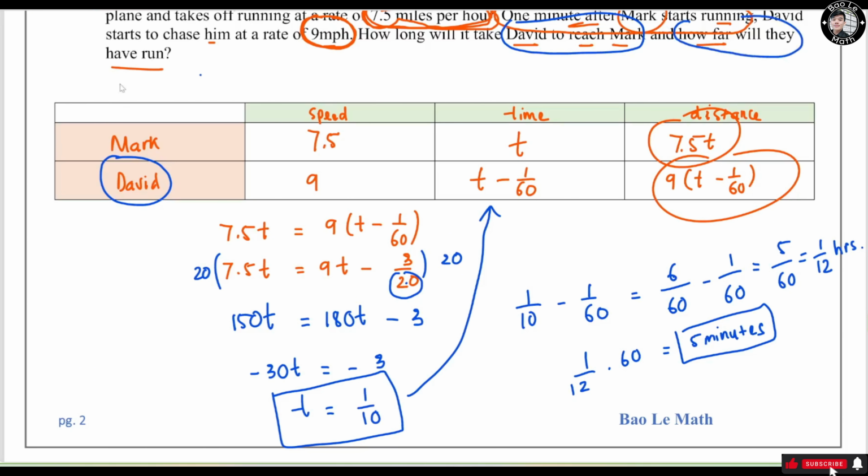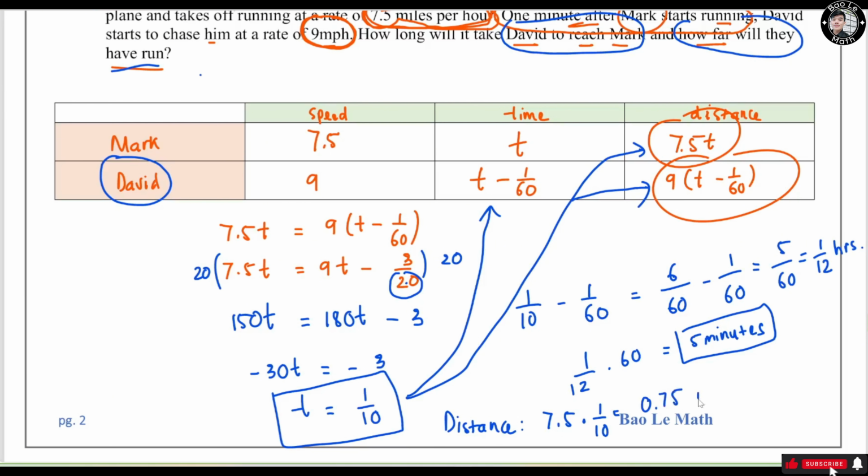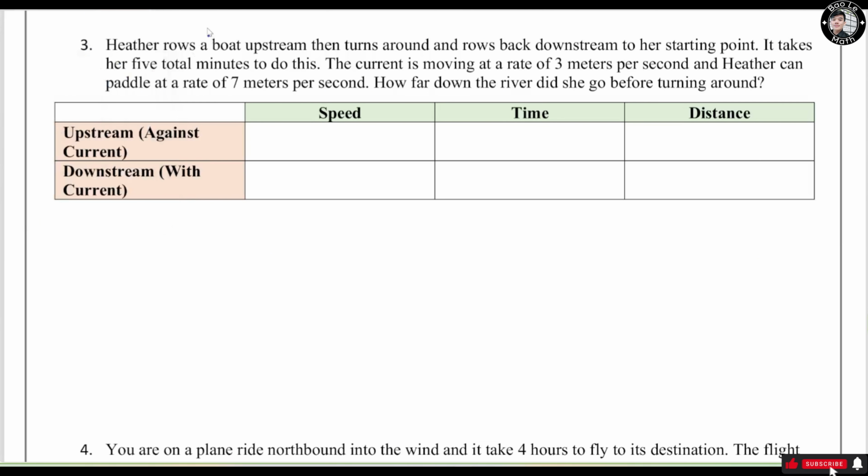How far will they have run, right? So we substitute 1 over 10 back to one of the two right here to solve for the distance, right? So the distance is 7.5 times 1 over 10, right? And it's going to be 0.75 miles, right? Now let's move on to question 3.